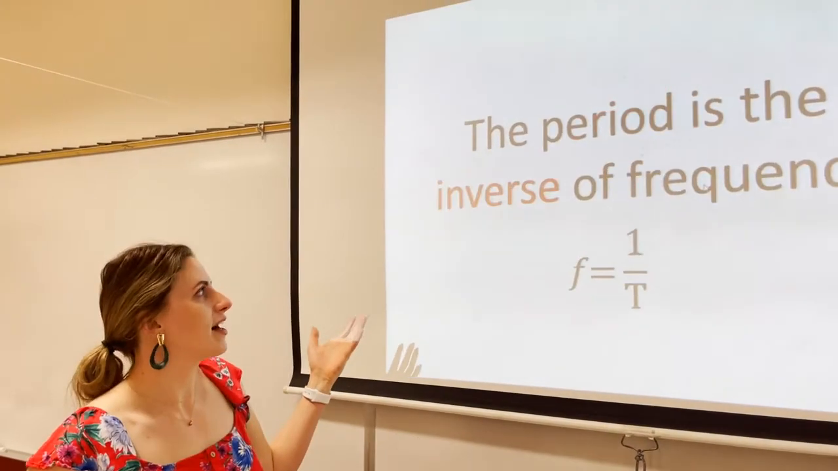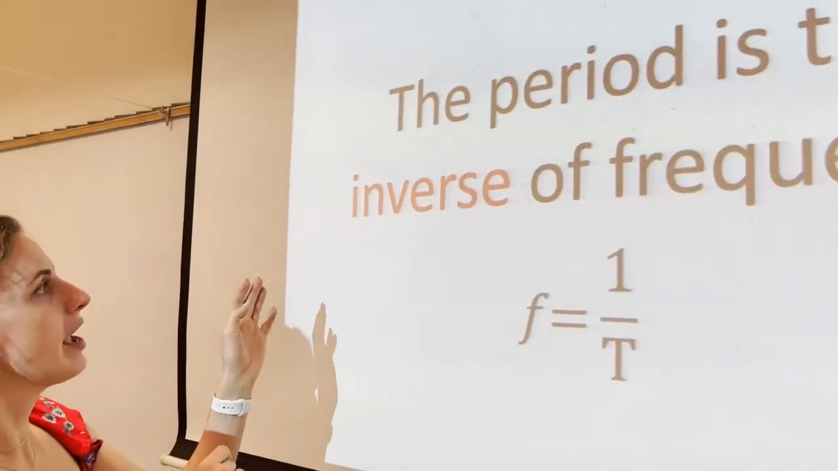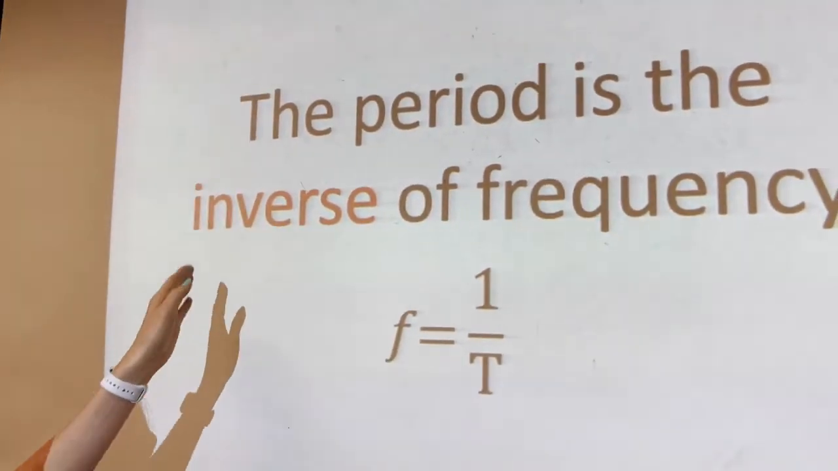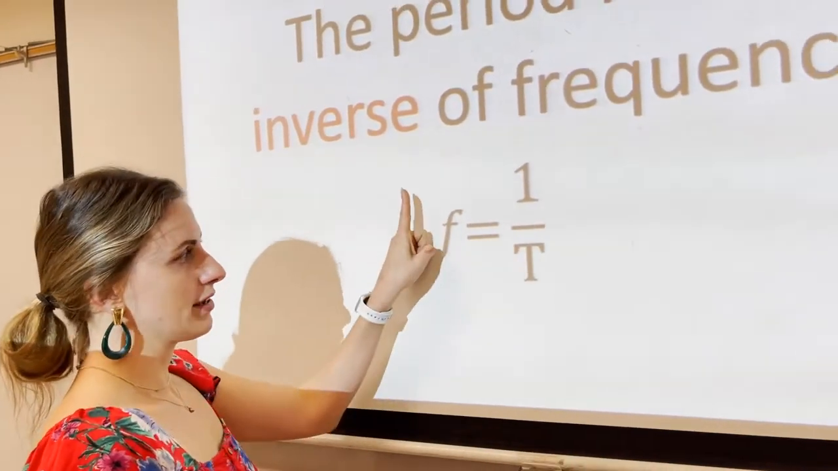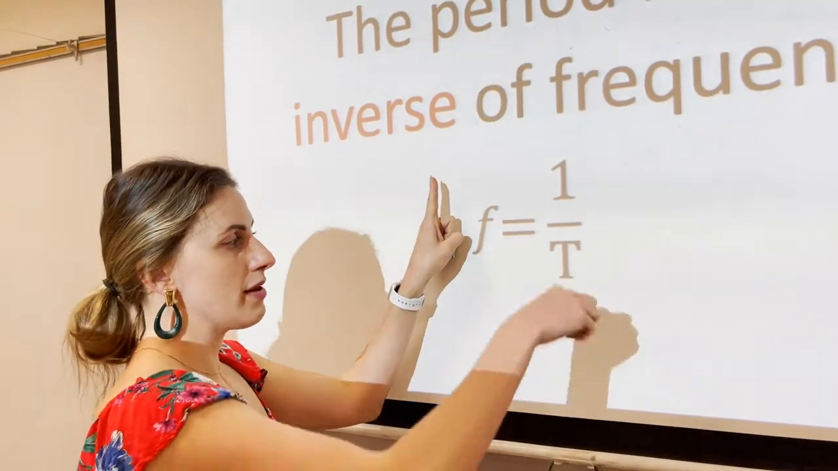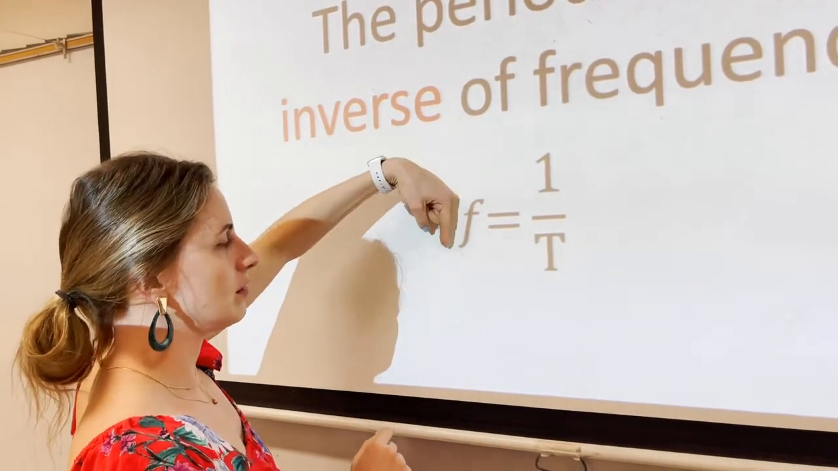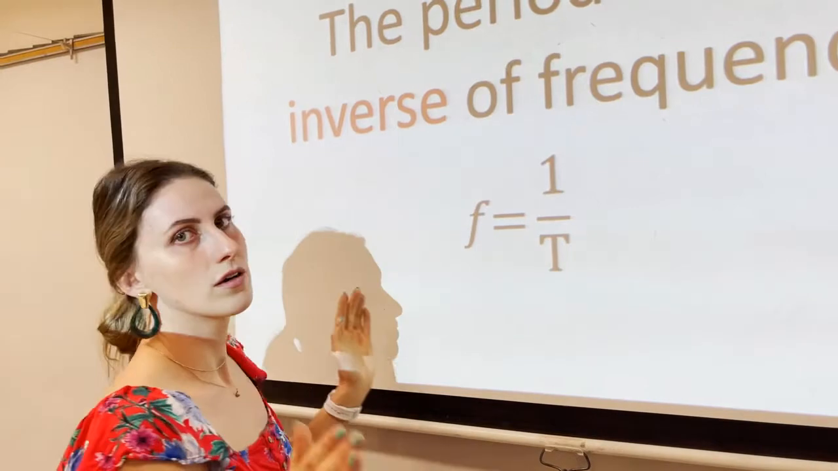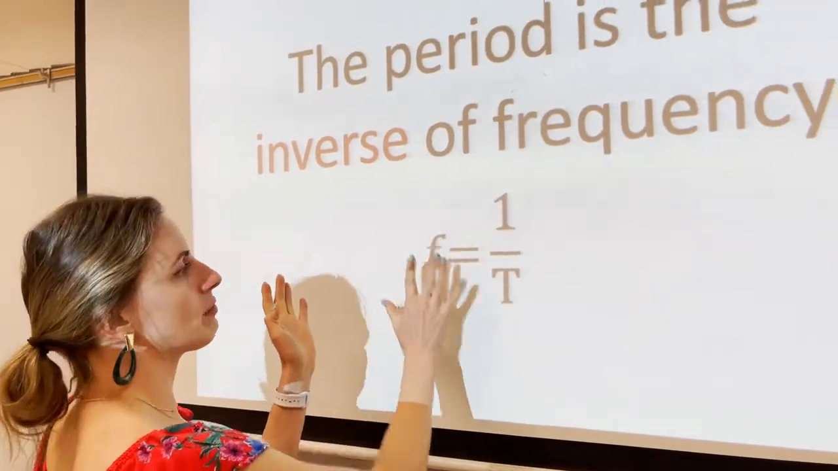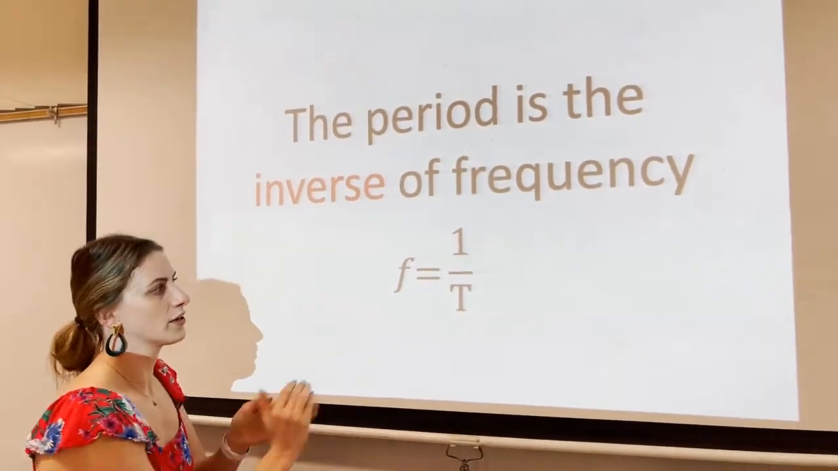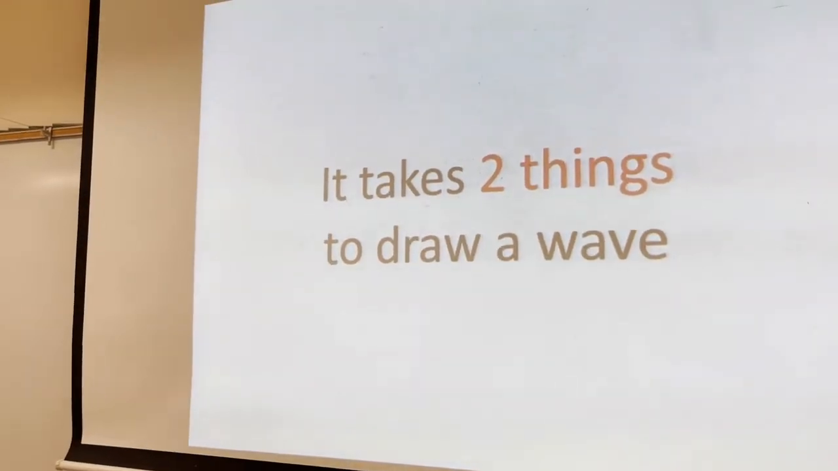How can we talk about this? There is a relationship between the period, the time between each of my claps, and the frequency, and it's an inverse relationship. The period is the inverse of the frequency. So when I was clapping more frequently, the amount of time between my claps was less. When my frequency was less, the time between my claps was more. Ultimately, we're going to be manipulating this equation in order to figure out the period or the frequency. It's very simple.